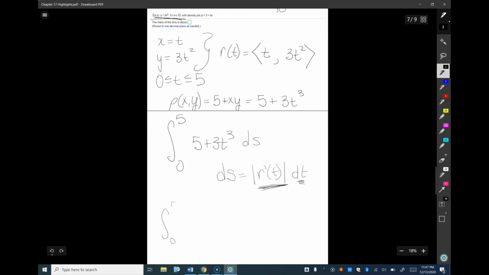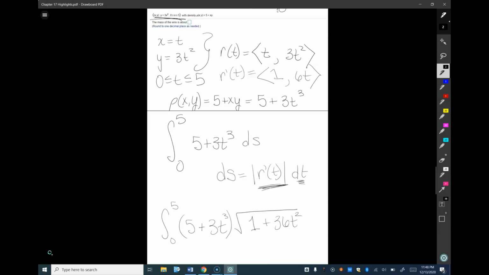So we're still integrating from 0 to 5. Our density function, which is 5 plus 3t cubed, but now we need to multiply by the magnitude of r prime of t. So r prime of t, we're taking the derivative, so 1 and 6t. And then the magnitude of that is going to be them squared and added together under a square root. So 1 squared is 1, and 6t squared is 36t squared. And then dt.